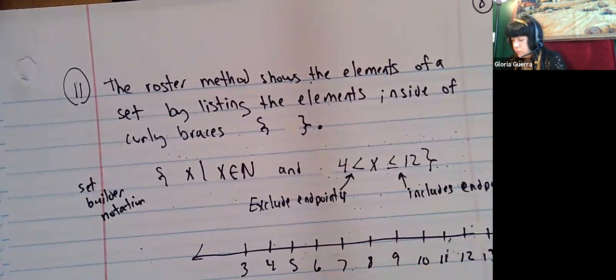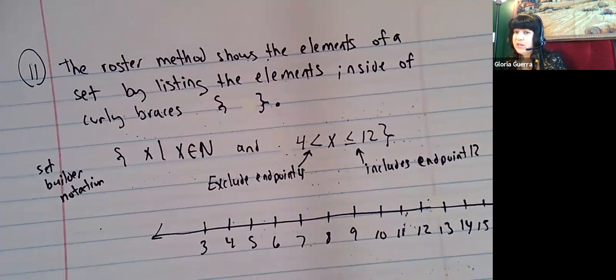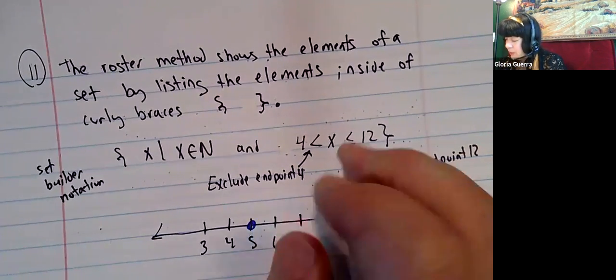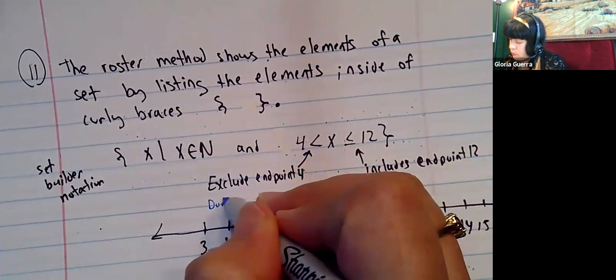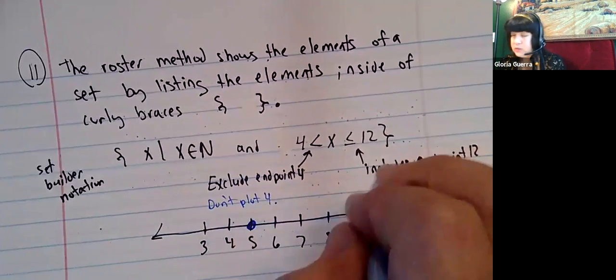Yeah. So we've got natural numbers in between 4 and 12, but it's not shading. It doesn't include the fractions or the decimals. It just has the natural numbers. So we've got points, so we can't put a point on 4. Don't plot 4 because of this.